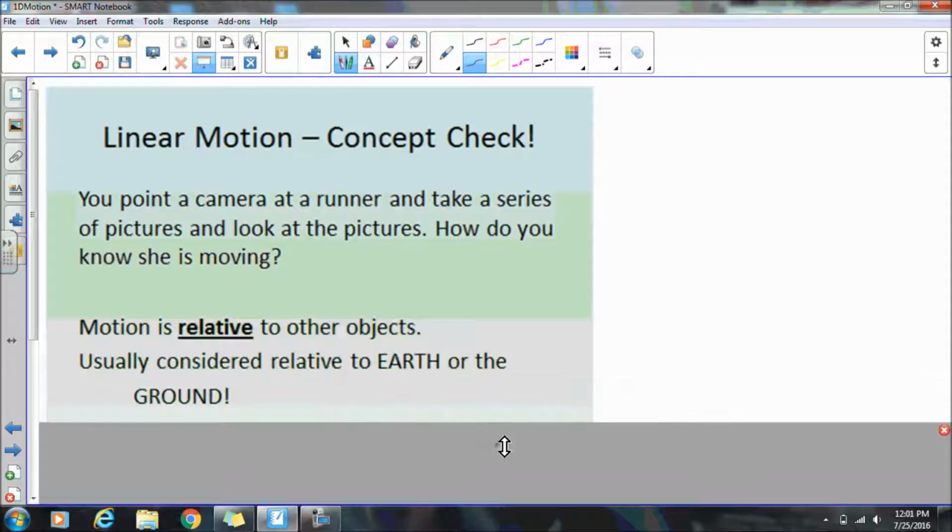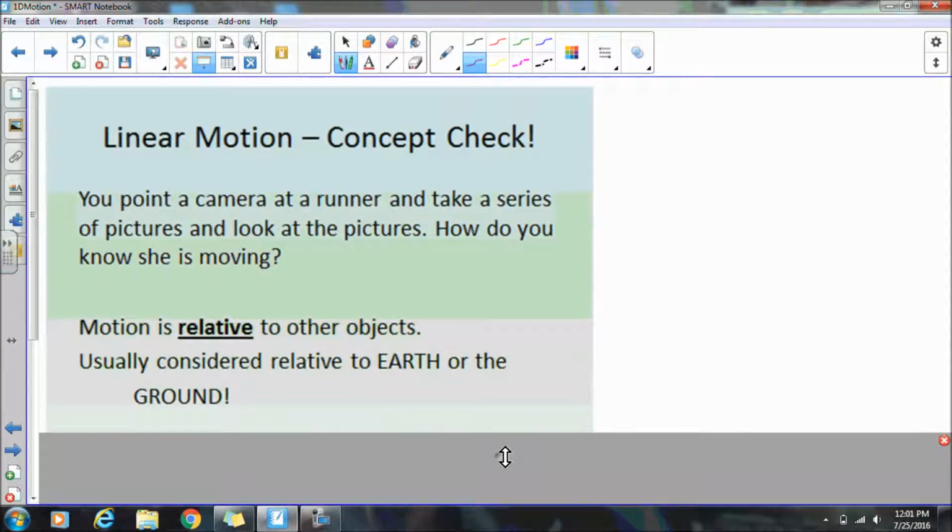So motion is relative to other objects. You can't just look at motion on its own. You're always going to be looking at it relative to something. For us in physics, we're going to consider it relative to Earth or relative to the ground.